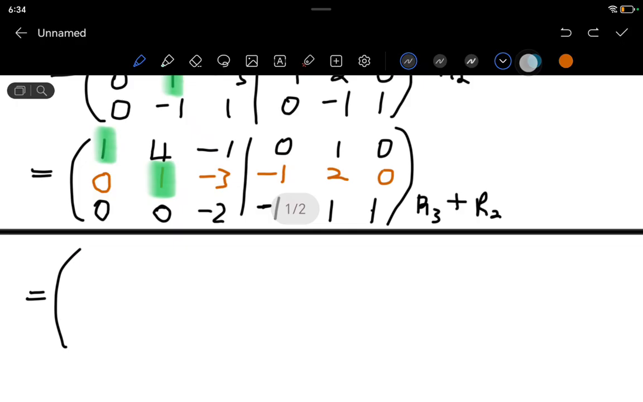You see that? So I'm going to copy this one first. I'm going to copy these ones so that I can have my leading 1 there. So I'll change that.